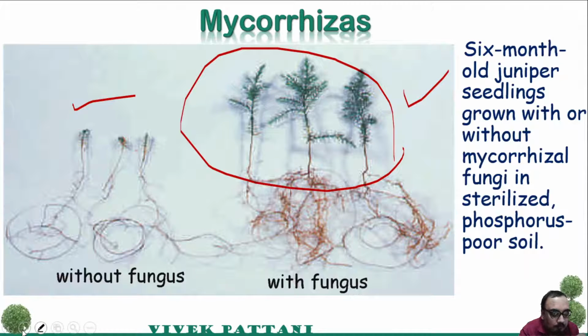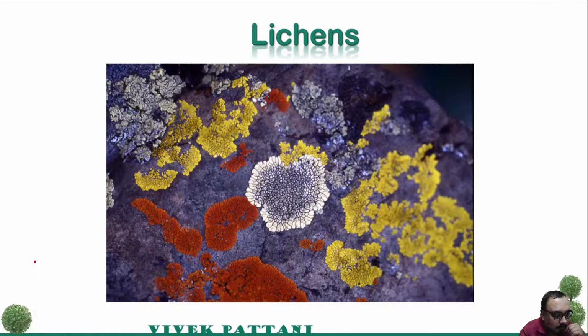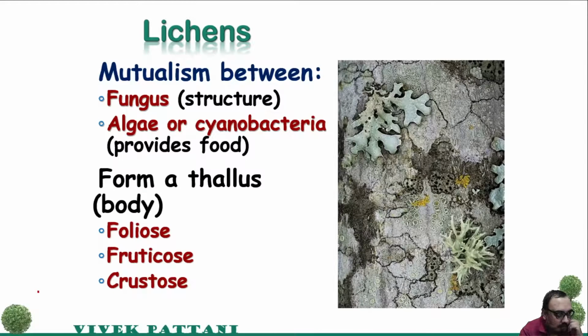This is how mycorrhizae help the plants. Now comes lichens. What are lichens? It's an association between fungi and algae. It's a symbiotic association between fungi and algae.